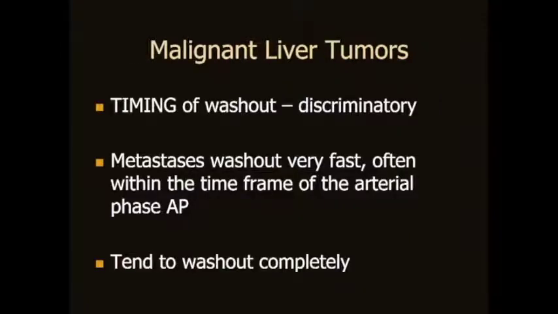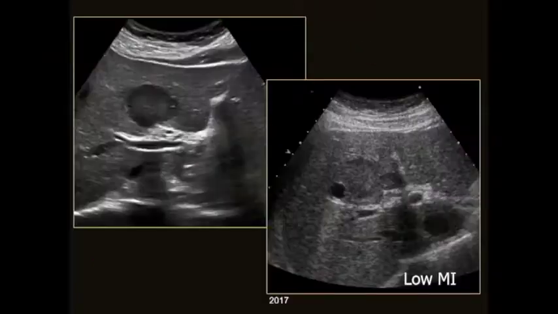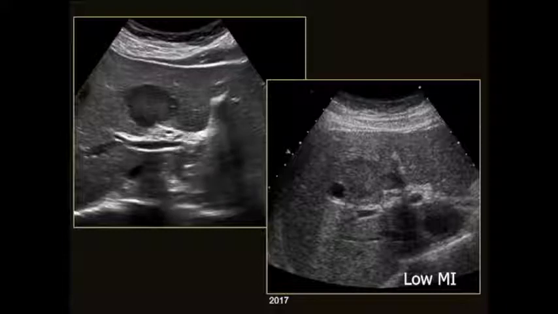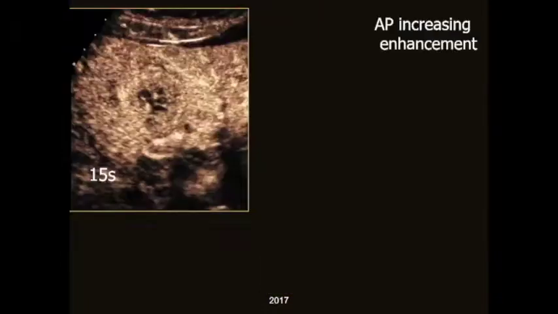So the timing of washout is discriminatory. So metastases, as we've shown, wash out very fast, often within the time frame of the arterial phase, and they tend to wash out completely. So let's look at a patient with breast cancer. So we can see on the baseline scan a very hypoechoic mass in the liver. Now the low MI image, interestingly, for those of you doing contrast, oftentimes we show additional lesions as here, where we can see different lesions just with pulse inversion imaging.